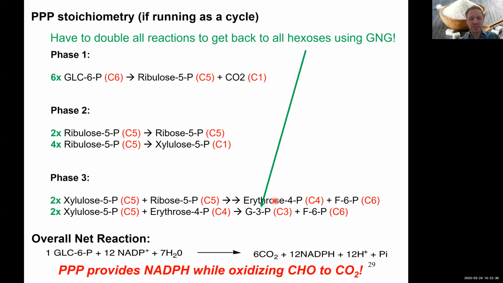So the overall reaction, what you actually have achieved here, is you have decarboxylated, in the net reaction, just 1 glucose-6-phosphate. You've taken your cofactor and you have decarboxylated to carbon dioxide, and you have generated 12 molecules of NADPH that you now can use for all these different cellular processes that I explained earlier. So the PPP provides NADPH while oxidizing a carbon hydroxide to carbon dioxide. Okay? That is what we're doing here.